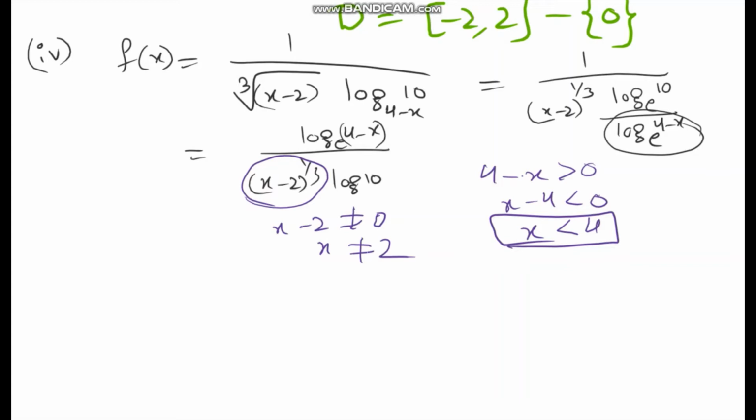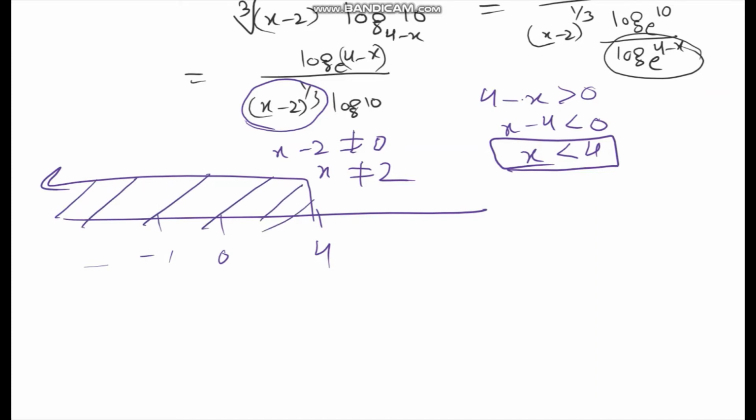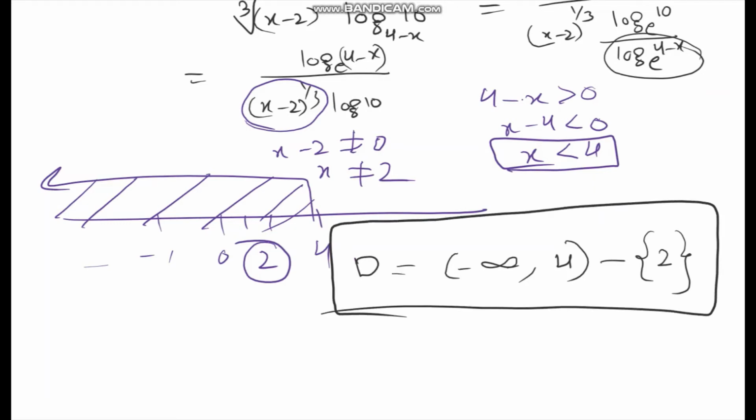Now for x less than 4, I'll get the values as 4, this is 0, minus 1, and so on. So this is the domain, and from this we need to subtract 2. So 2 should be eliminated from this. So the domain will be minus infinity to 4 minus, we need to subtract 2 from this. So this is the domain: minus infinity to 4 minus the value 2.